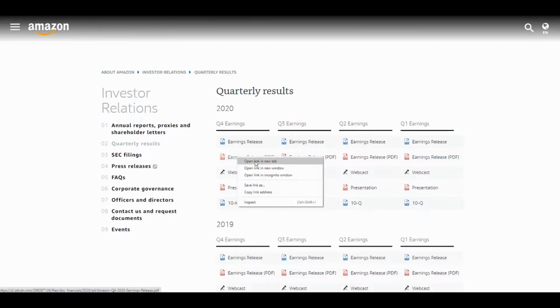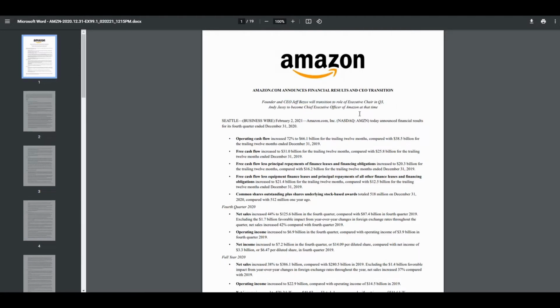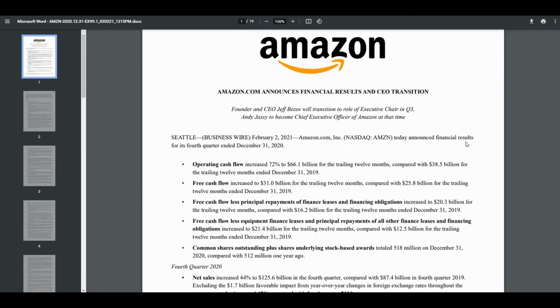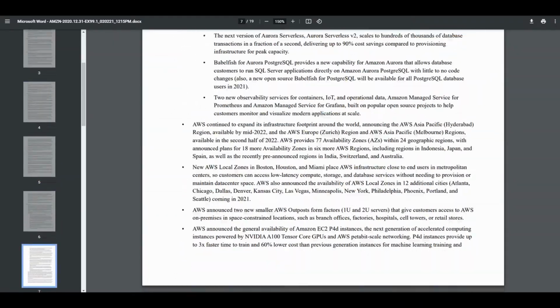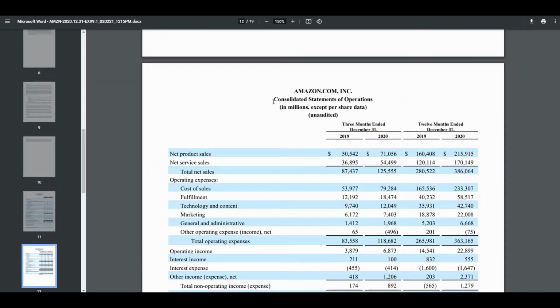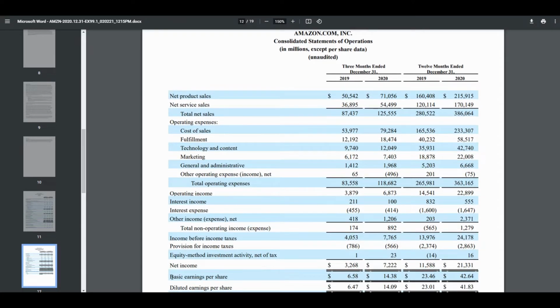Let's take Amazon for example. This is their quarterly financial statement. These numbers reflect Q4 2020 finances, or the last quarter of 2020. We can see that Amazon's basic EPS, or earnings per share, was $14.38 in Q4 2020. So we can use this number in calculating the PE ratio.